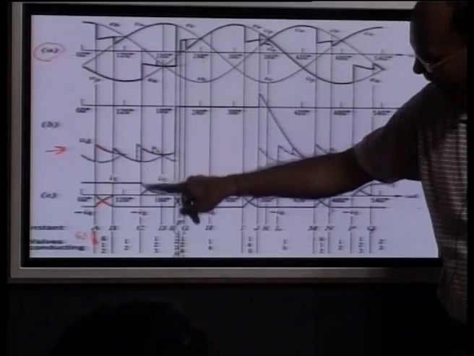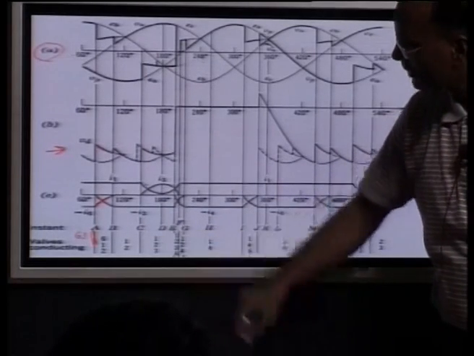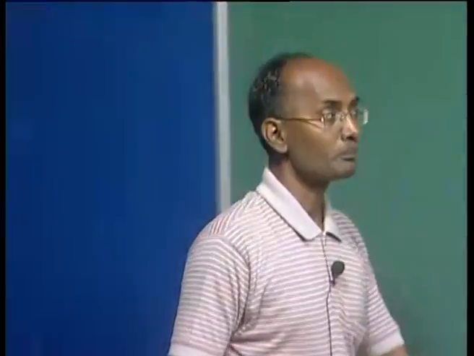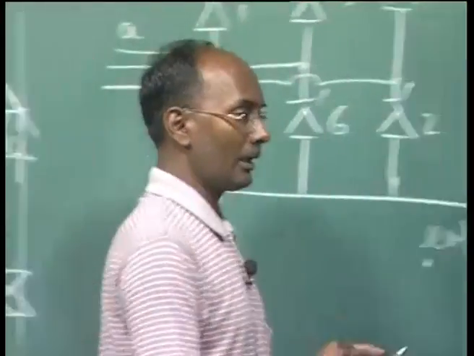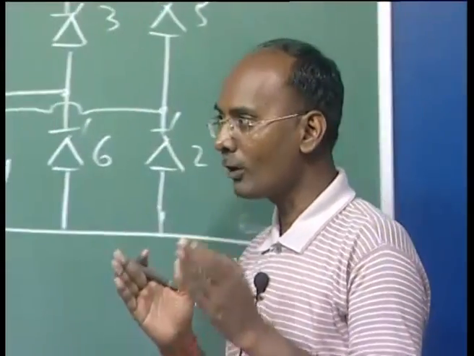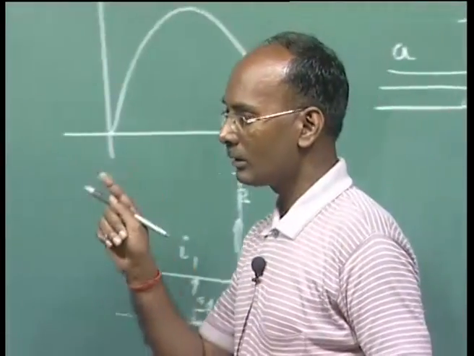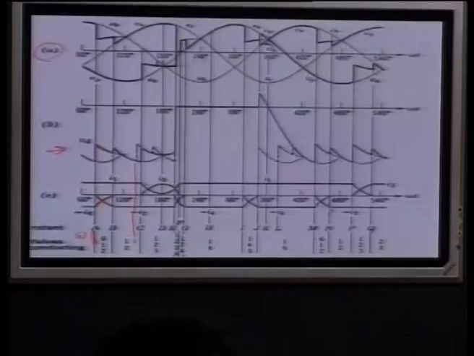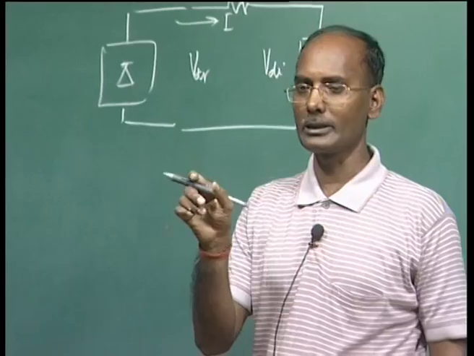Now at this point, at C, it is the chance of valve 3. Valve 3 is to be given the pulse. This is the case I am taking. This valve was expected to receive a gate signal at this red line, but due to some problem there is a delay in the ignition.